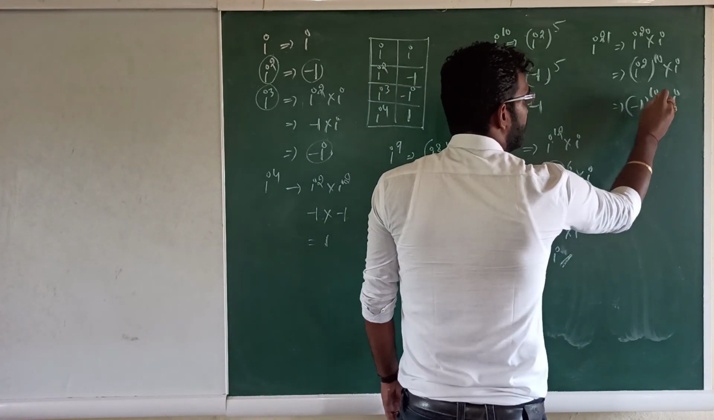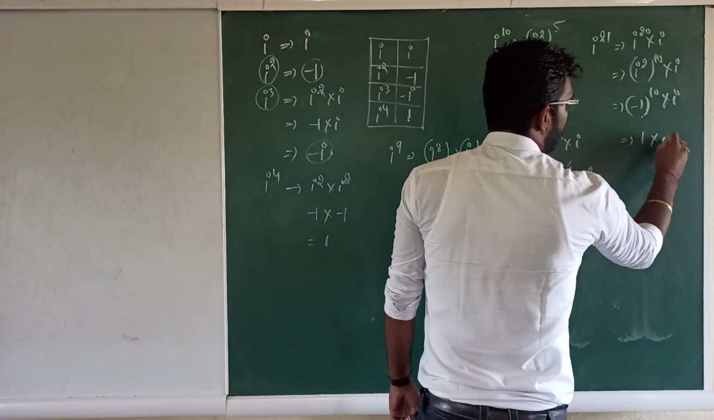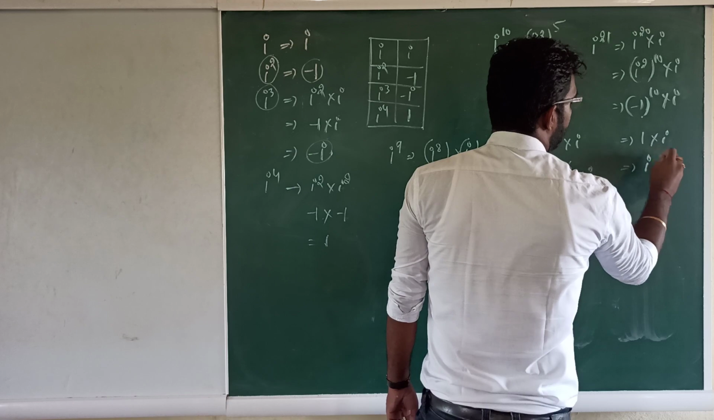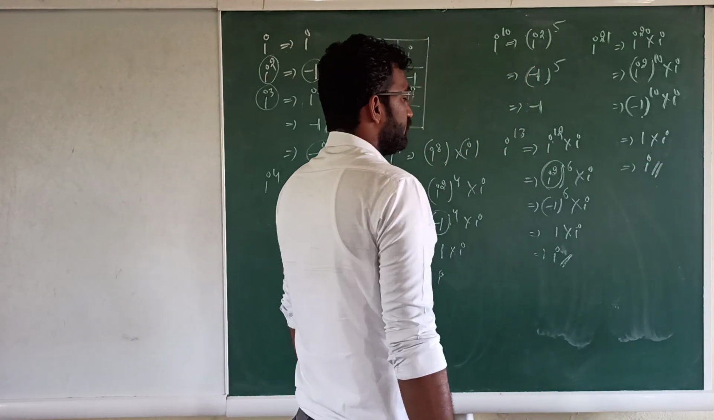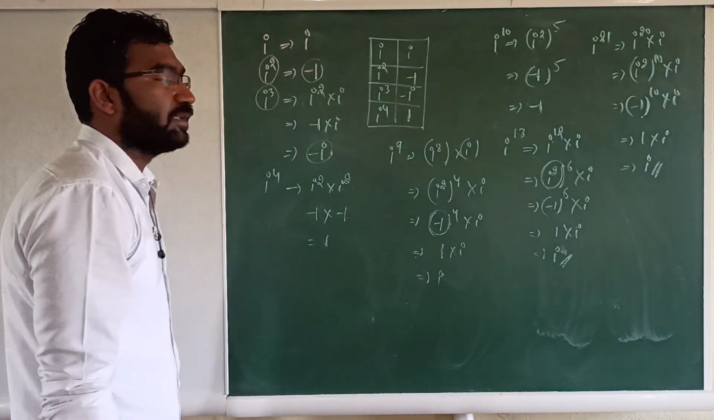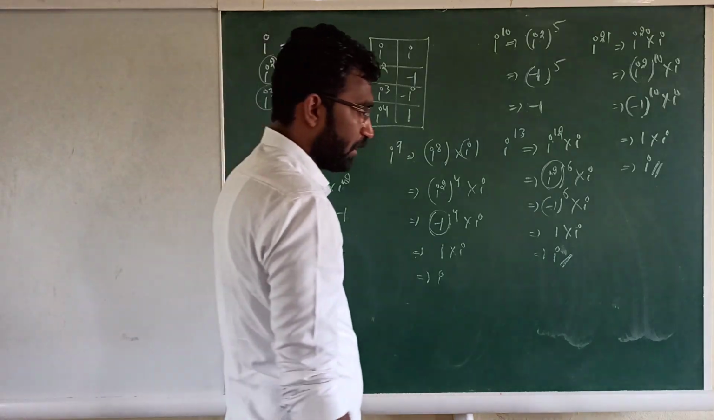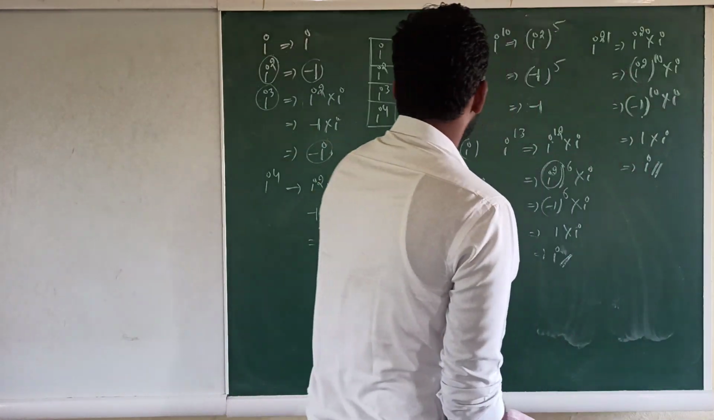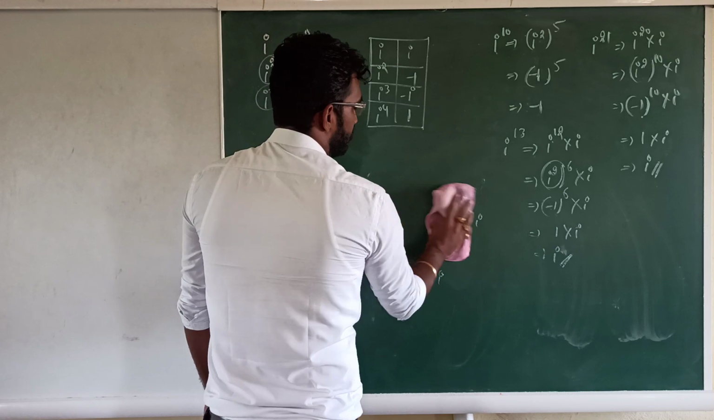Minus 1 raised to an even number is what? Plus 1, into i. Therefore, what is the answer? The answer is i, right? So this is how you have to find the power of i. For this, I am going to give you one note. Just remember this.